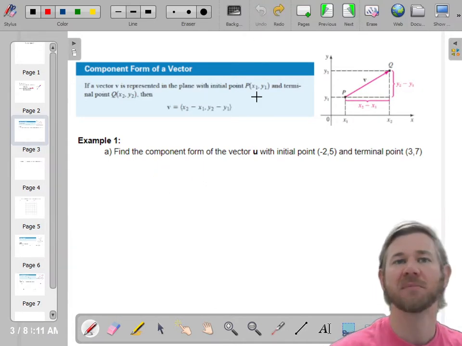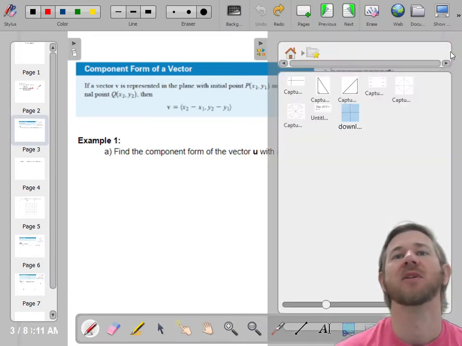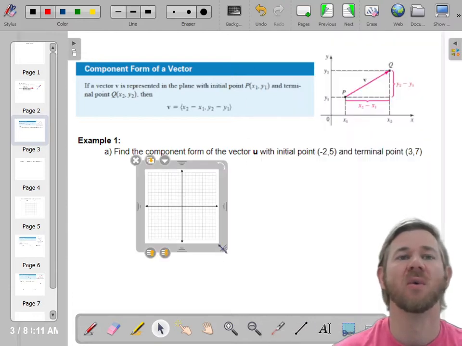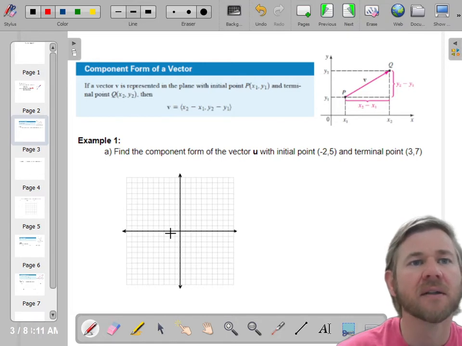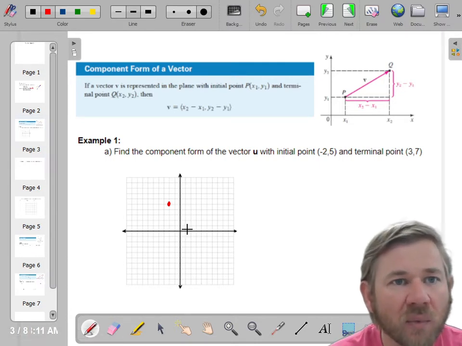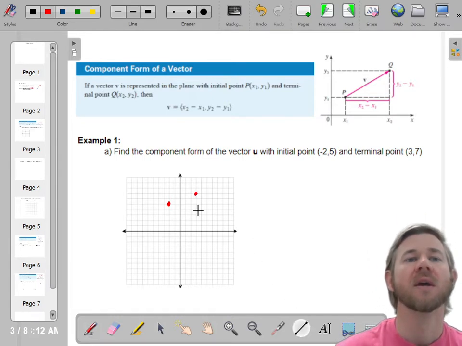So if I say write the component form of the vector with initial point -2, 5 and terminal point 3, 7, let's sketch that and see what that looks like. We're basically saying which way is it going. So I'll put a dot at -2, 5. That's about here. 1, 2, 3. Yeah, right there. That'll be our initial point. And terminal point is 3, 7. 1, 2, 3. And 7 is up there. Okay, so we're going this way.